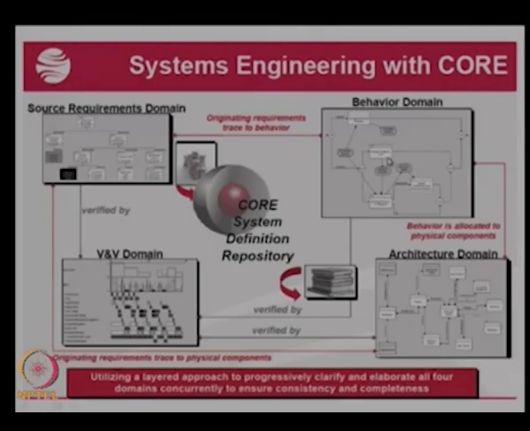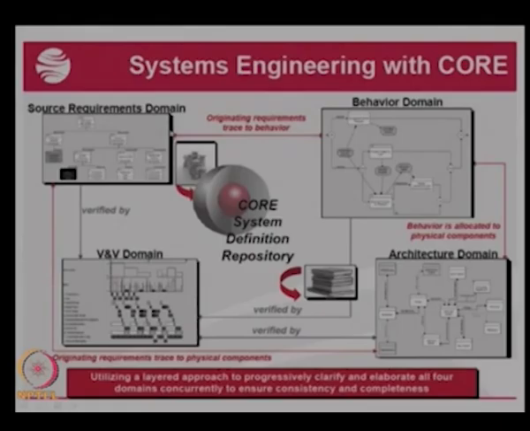So behavior is basically looking at the functions and then functional decompositions. From this behavior domain you can develop the architecture domain, how the behavior is allocated to different physical components can be identified, and then you can have the verification and validation using the architecture developed for the system. So here you can see that there are originating requirements traced to physical components. You can look at the requirements and then how these requirements are met using the physical components.